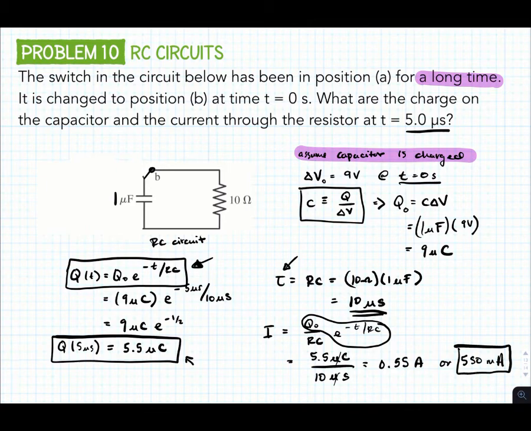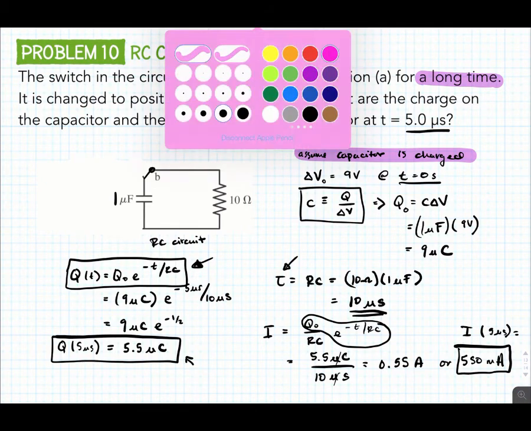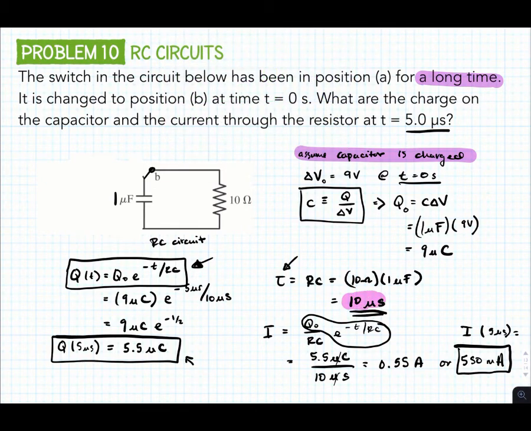All right. So now, just using this math, we figured out both the current at 5 microseconds and the charge at 5 microseconds. And we also know a little bit about the time constant and what it does. So after about 5 microseconds, you get this and this.